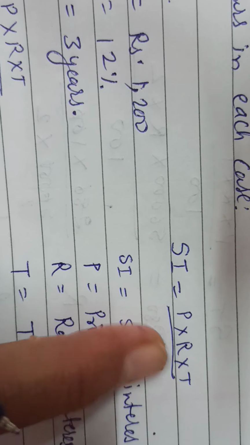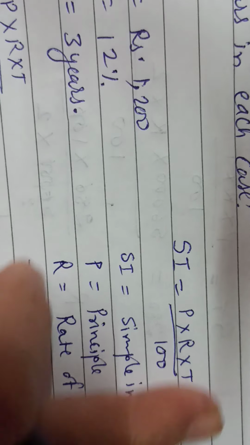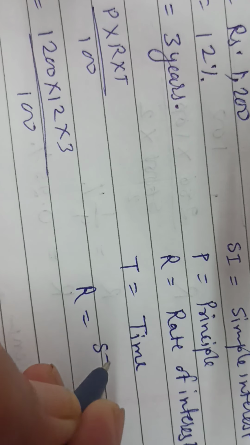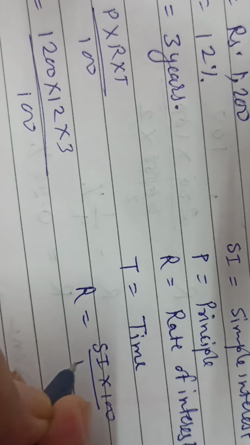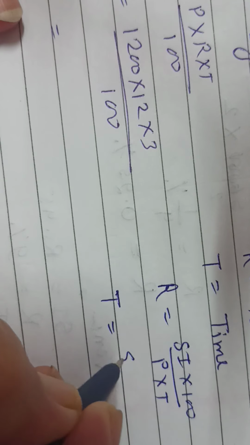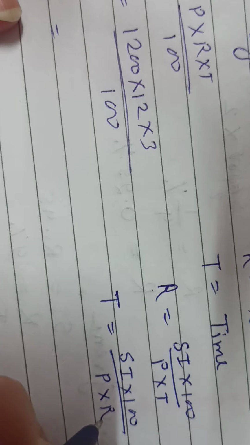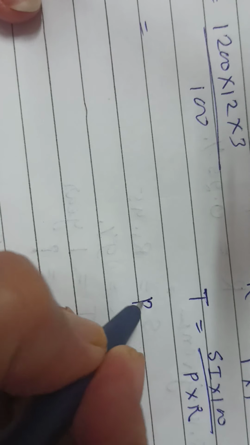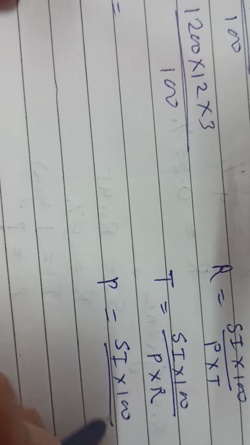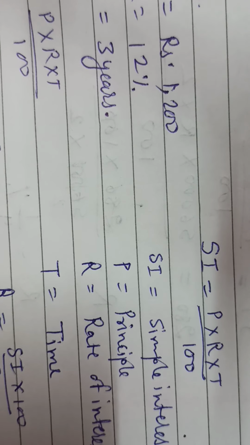Suppose we have to find rate of interest, and P, T and SI are given. Then rate is equal to SI into 100 divided by P into T. If we have to find time, time is equal to SI into 100 divided by P into R. Suppose we have to find P, then P is equal to SI into 100 divided by T into R. By this formula we can make these formulas.